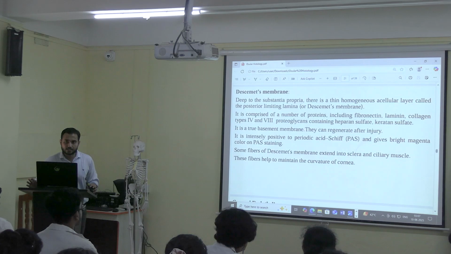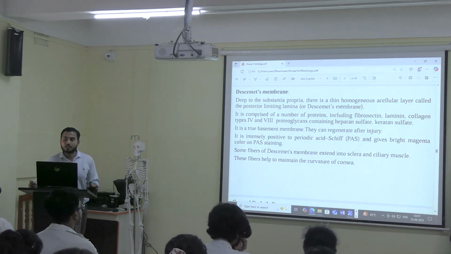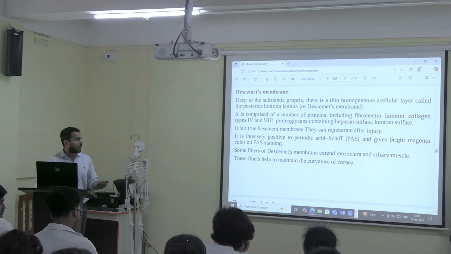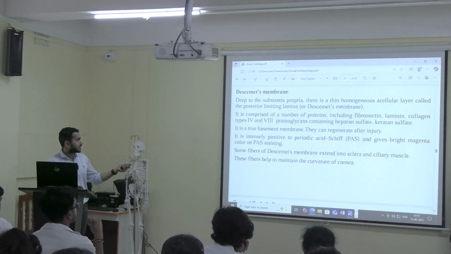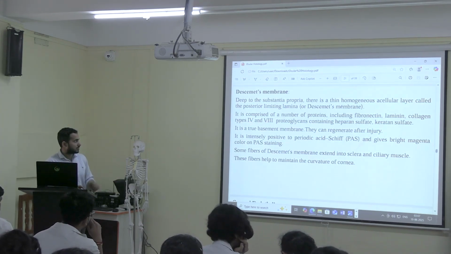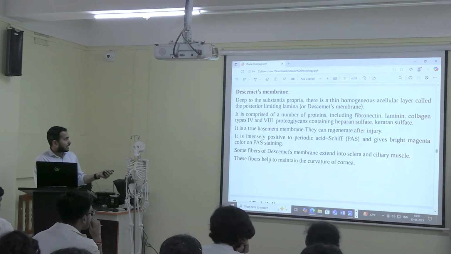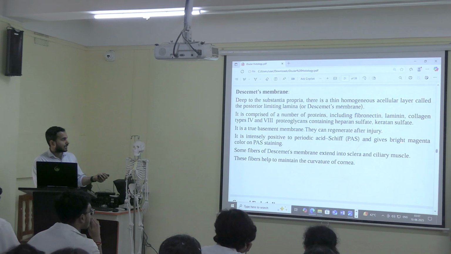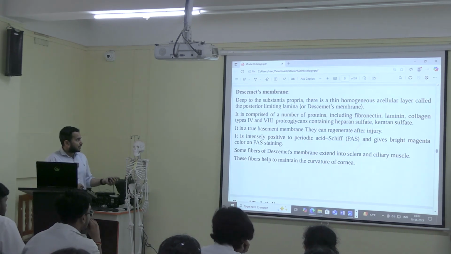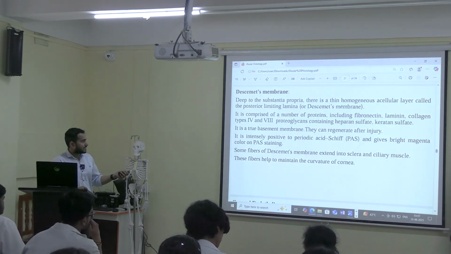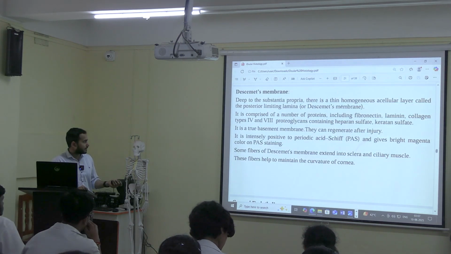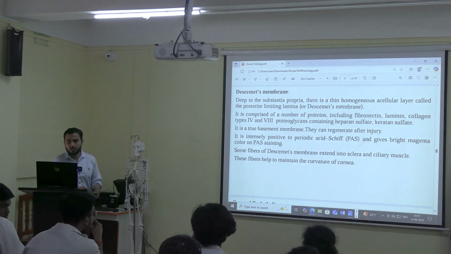Acellular होता है, कोई cells नहीं रहता है. Instead of that, what is present? Different types of proteins are present. And along with the protein, you can get two different types of collagen fibers, that is type 4 and type 8. Okay. Now, under the periodic acid-Schiff (PAS) method, the color is bright magenta. Now this particular Descemet membrane extends into the sclera and ciliary muscle also. That is the extent of the Descemet membrane. Now इसका main function क्या है? Helps to maintain the curvature of the cornea.